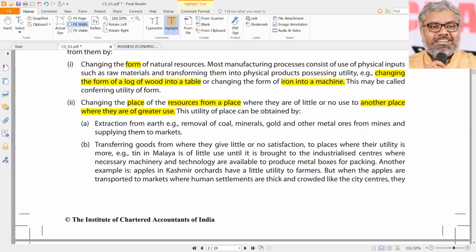Once again, don't think production means we have to create something. No, we are not talking about creation here. We are talking about transformation. Original iron ore transformed into, let us say, a hammer is also production. So originally the iron ore may not be that useful.